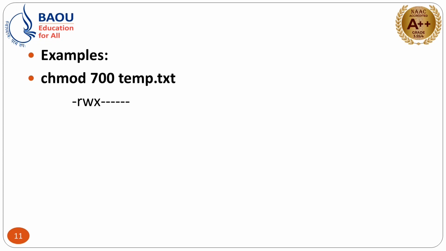Suppose I am using the command chmod, then 700, and then the file name. Here the file name is temp.txt. Now what happened? After execution, this command will change the permission for all 3 users. Now the first user is the owner. For owner we are using 7. 7 means 111. So all 3 permissions, read, write and execute, will be assigned to the owner, right?